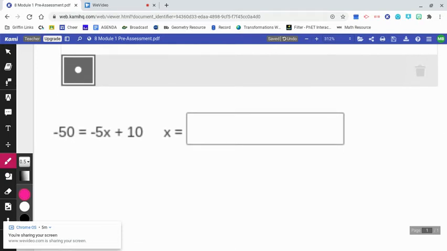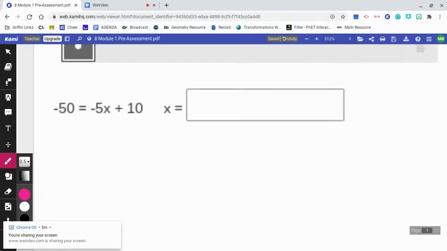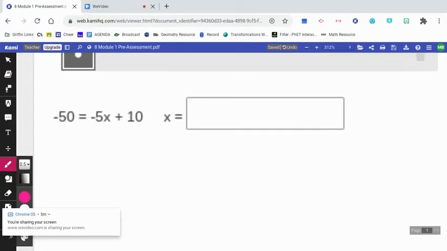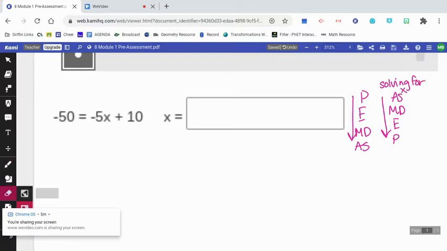Okay, next one. This time we're going to be solving for a variable. Whenever we're solving for a variable, our goal is to isolate our variable, get our variable all by itself. A good thing to remember whenever we're isolating a variable or solving for x, we're basically doing order of operations in the opposite order. So instead of doing parentheses, exponents, multiply or divide, add or subtract, we're going to go in the opposite order. So we're going to do add or subtract, multiply or divide, exponents, and then parentheses. That's our order whenever we are solving for x.